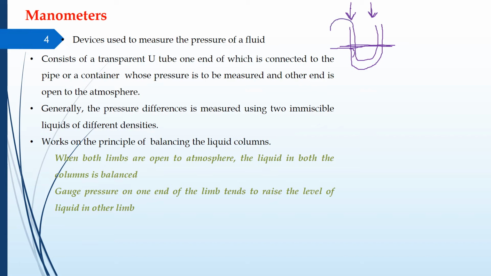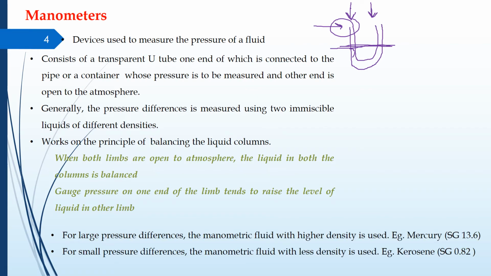But if some more pressure is applied over here, and this one is closed and connected to a pipe, then the liquid columns in these two tubes will certainly not be balanced. So we will try to work out the different pressures that exist, and calculate the difference in pressure by using that principle.